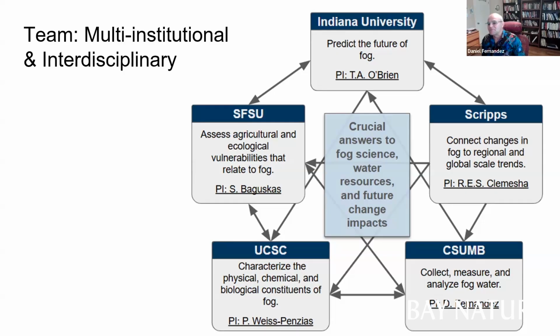And then on the right, Scripps Institute of Oceanography, Rachel Klemesha is looking at satellite imagery and modeling to better understand and predict fog. And she's working closely with Travis O'Brien, who's another fog modeler who actually got his PhD at UC Santa Cruz and now works at Indiana University. So he's the only out-of-state researcher on this grant, or I should say that Indiana University is the only out-of-state university on this grant. And he's also a modeler. So he's actually coming up and using state-of-the-art fog models to try to really better predict fog on multiple scales.